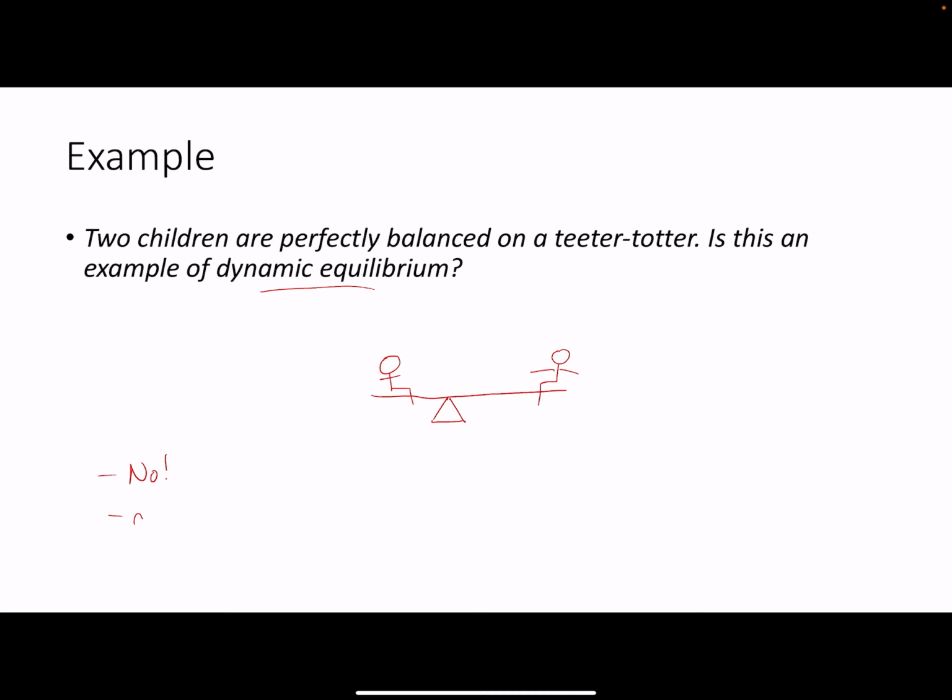Because dynamic equilibrium involves equal and opposite changes. So in this case, no, this wouldn't be described like this, and we would describe this as a static equilibrium, where there's a balance. Equilibrium, check our spelling, where the forces cancel each other out, but there's no change at all. There's no microscopic change. So for there to be dynamic equilibrium, there needs to be offsetting changes.